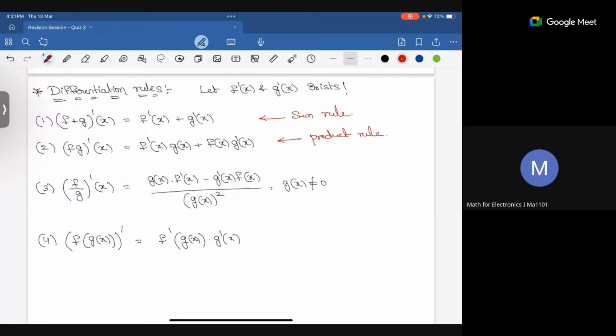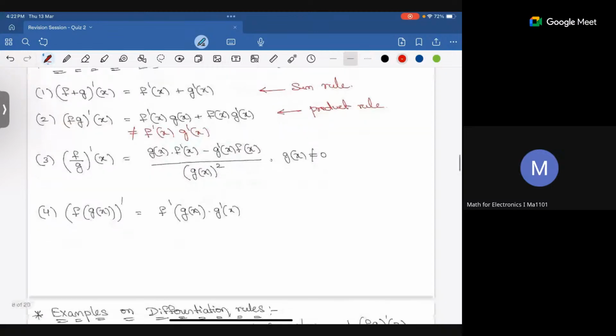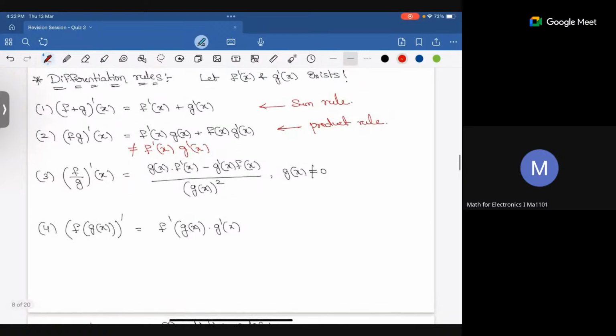And I am very, very sure that even after discussing it many times, in the exam some of you will just simply do f prime of x times g prime of x. So they will just simply do the derivative of a product as the product of derivatives, which is not correct, right? So don't make these silly mistakes.